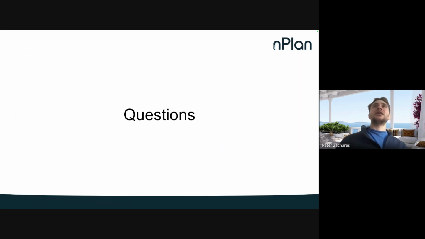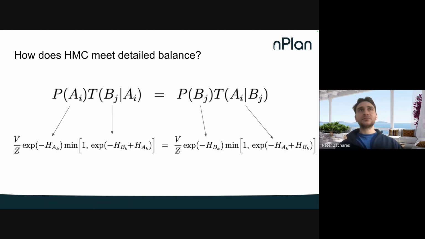Okay, this is the last slide. So how does Hamiltonian Monte Carlo meet the detailed balance condition? Because if it meets the detailed balance condition with the equation that we just described, then it is a valid way to perform Markov chain Monte Carlo.